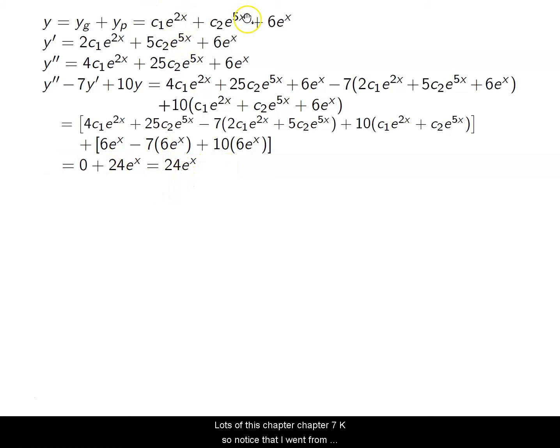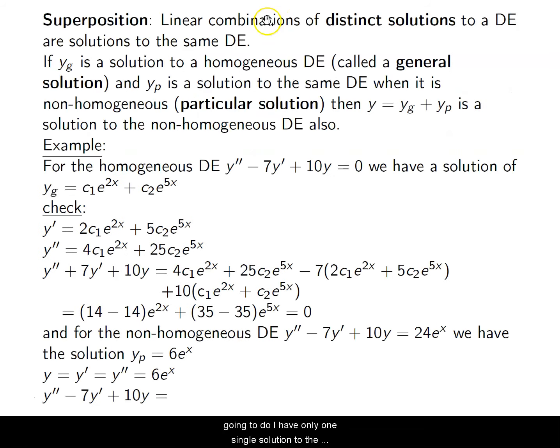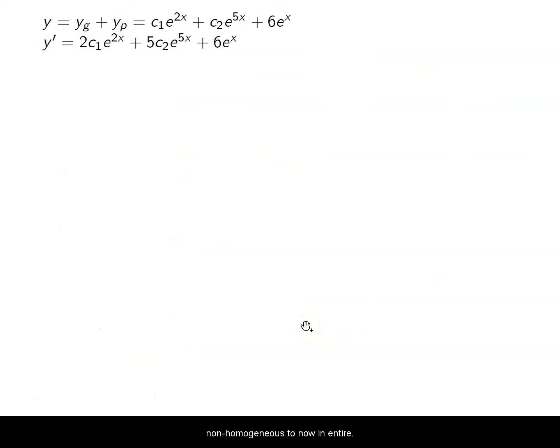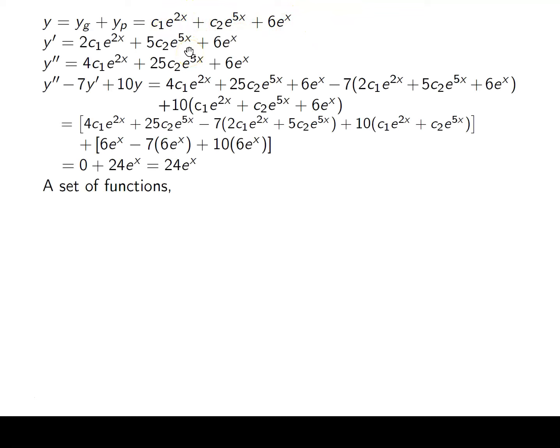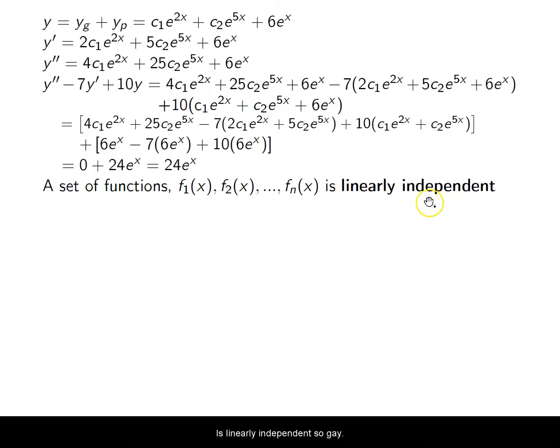Okay, so notice that I went from having only one single solution to the non-homogeneous equation, to now an entire family of solutions to my non-homogeneous DE. Okay, so a set of functions, f1 of x, f2 of x, and so forth up to f sub n of x, is linearly independent.